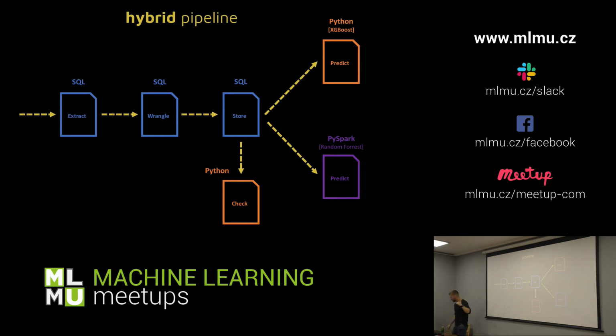Now, why the colors and why am I showing this? The reason is that it's a hybrid pipeline, in the sense that the runtime environments are different in the steps. I have 3 SQL steps, really submitting a SQL script remotely to a database. Then I have 2 Python codes, one for the data check and one running the scoring routine of an XGBoost model. And then I have another Spark code that is submitted to a Spark cluster.